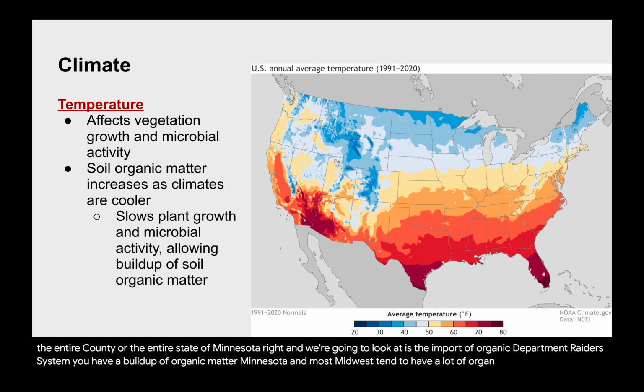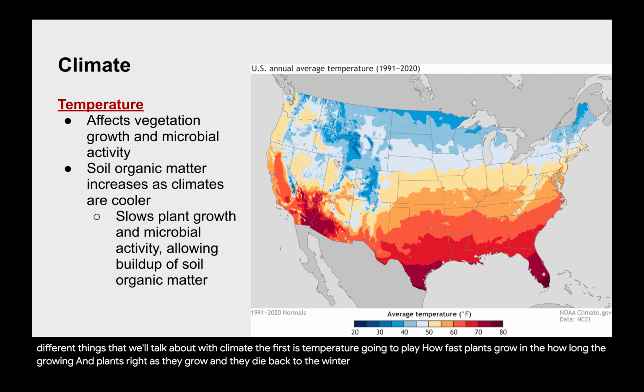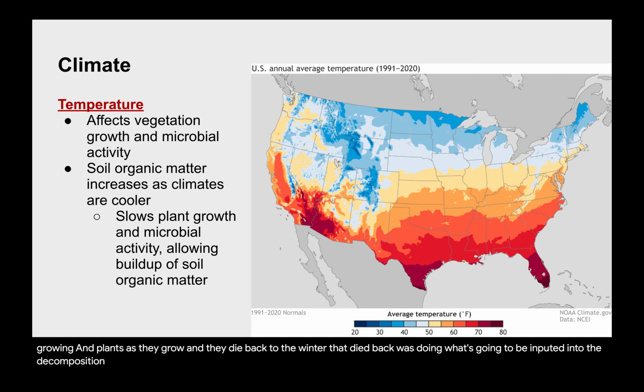We also have to think about climate. There's a couple of different things that we'll talk about with climate. The first is temperature. Temperature is going to play a major role. It's going to affect how fast plants can grow, and maybe how long the growing season is. And as plants grow and die back for the winter, that dieback is going to be inputted into the decomposition, putting that organic matter back into the soil. So if you have a lot of plant growth, you tend to have a lot of organic matter input, or carbon inputs, into the system.